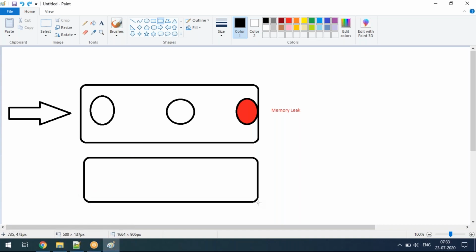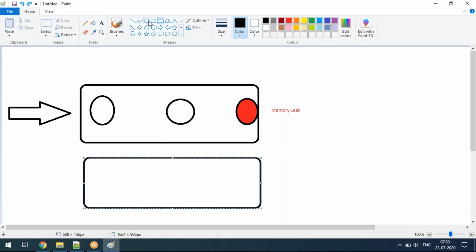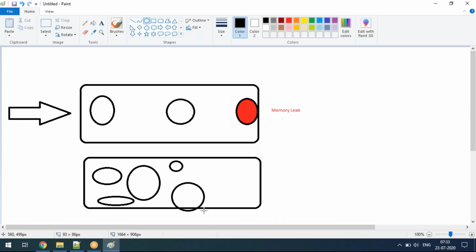There is a memory space. It keeps on accumulating with the objects in the memory space.